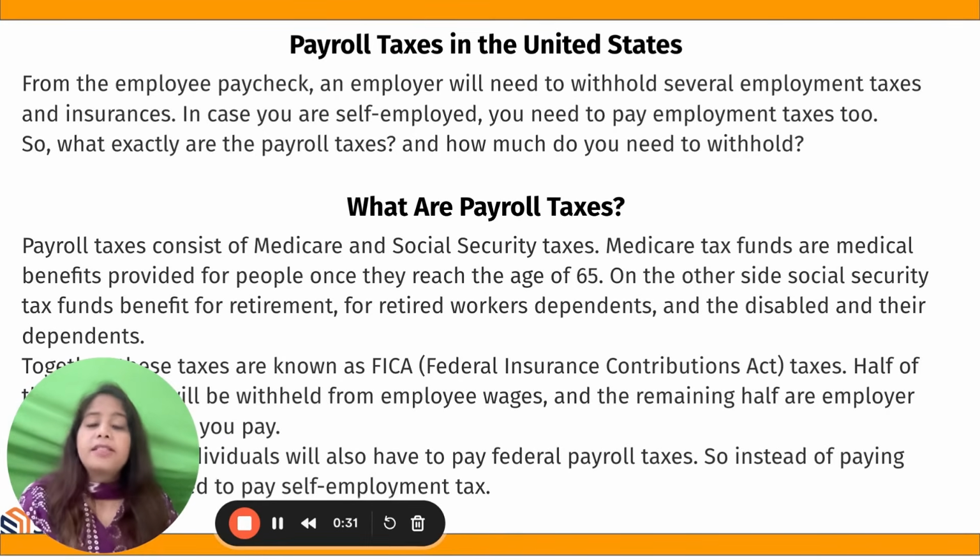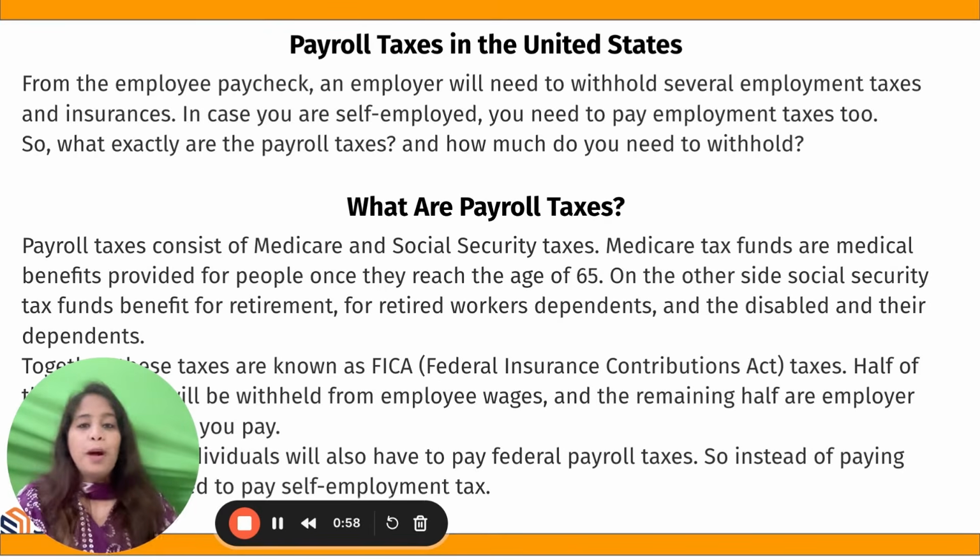On the earnings, FICA and FUTA are applicable. FICA is a contribution from both sides, employee and employer. But FUTA is only a contribution from the employer side. FUTA is Federal Unemployment Tax and FICA is like Social Security, like the PF of India.